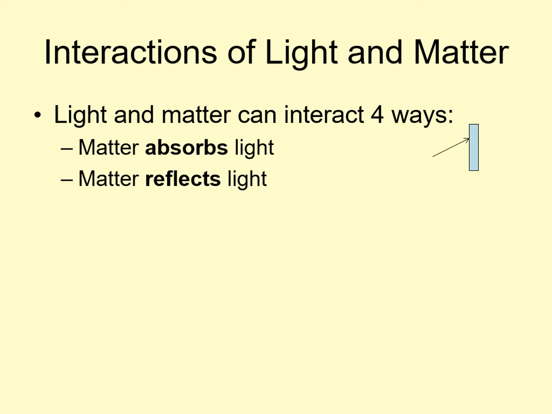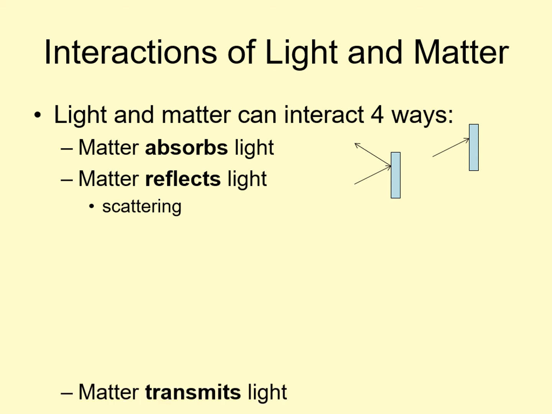Second, the matter can reflect the light. In this case, the light bounces off the matter and continues in a new direction. When you've got a very flat surface, the light may all bounce off in the same direction. A mirror is an example of this. However, most other surfaces also reflect light. They just do it in a wide range of directions. We often call this scattering.